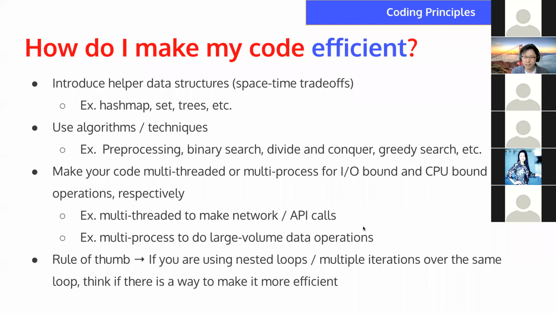So the rule of thumb here is, when you're going through an interview or even when you're writing code in real life, just ask yourself, if you're using nested loops, so multiple iterations of the same loop, think if there's a way to make it more efficient. Maybe you can use a helper data structure that would allow you to cut it down to a single loop. Or maybe there are some other techniques that would help you reduce it. So whenever you're writing nested loops or iterating through the same loop multiple times, maybe there's something better that you could be doing here.